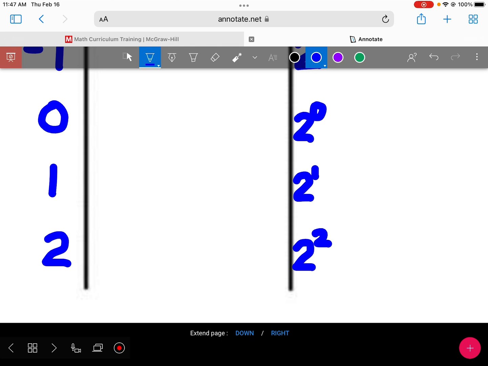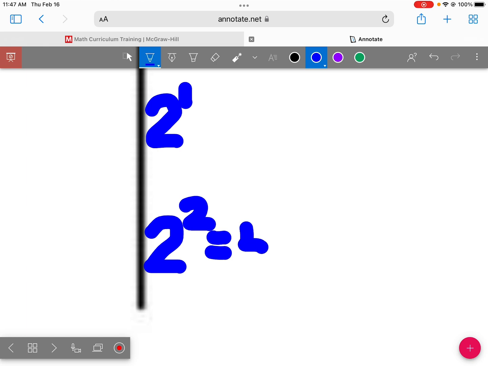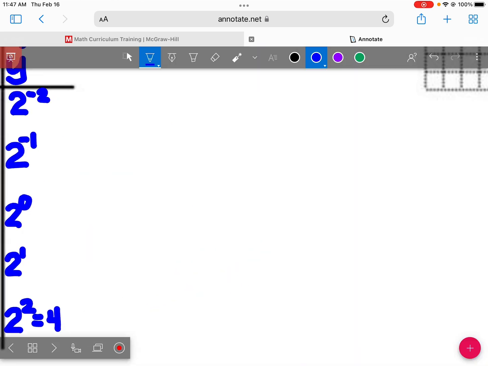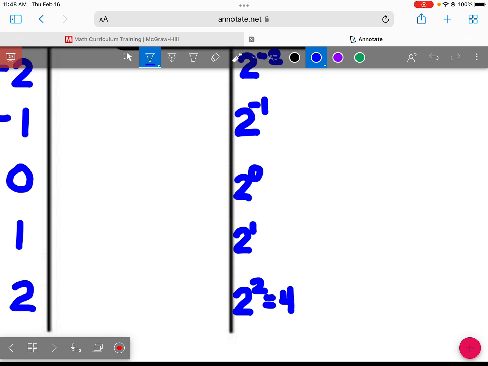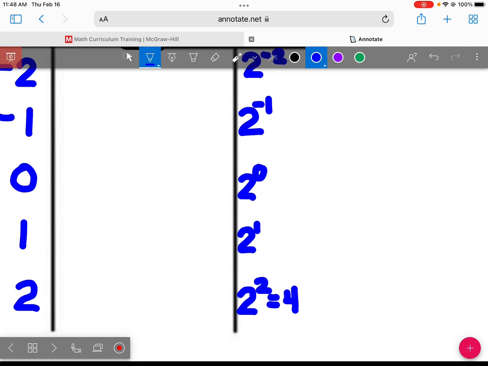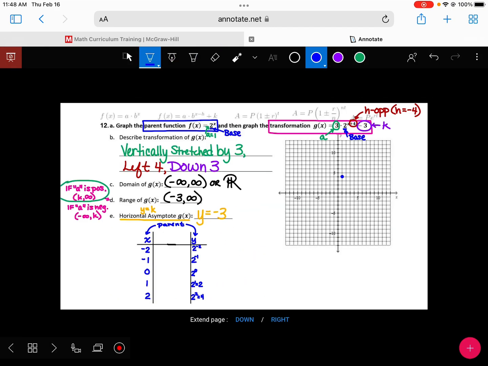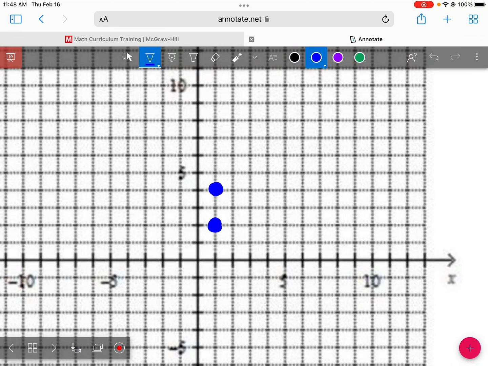All right. Let's start at the bottom, because I know 2 squared. What is 2 squared? 4. So I have an ordered pair, I have a point at 2, 4, right here. What is 2 to the first power? 2. So I have an ordered pair, I have a point at 1, 2. Oops, I put that first point in the wrong spot. There we go.